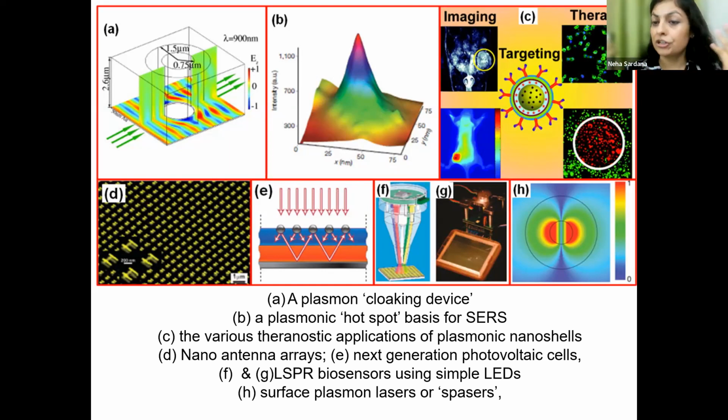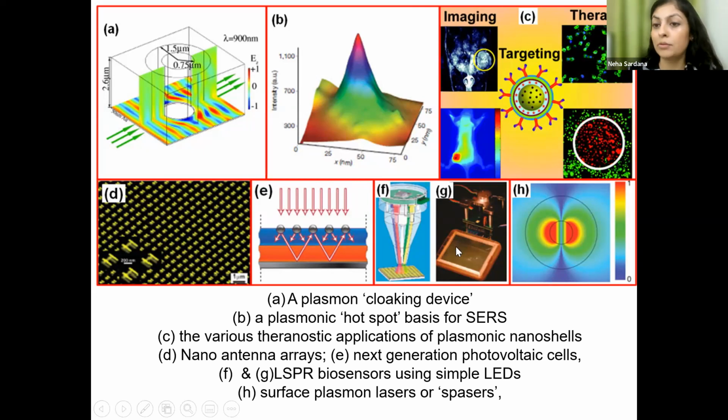There are next generation photovoltaic cells, because we always need energy harvesting, we need energy generation, and we need miniaturization. And these are the alternate solutions that we are going to get when we use plasmonics and metamaterials. Of course, in biosensors, it's a great use.